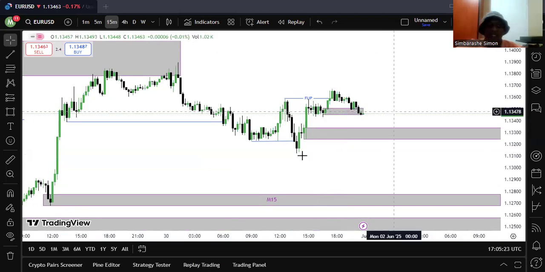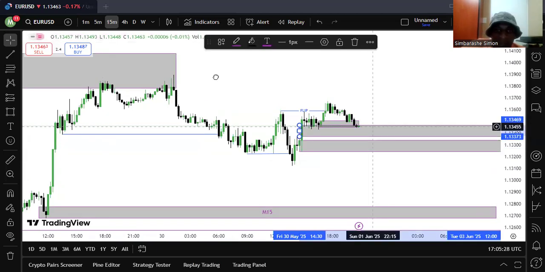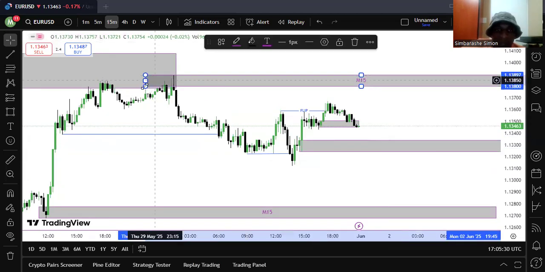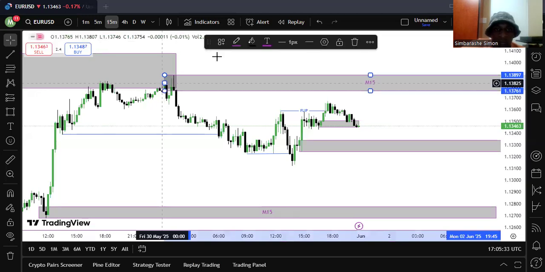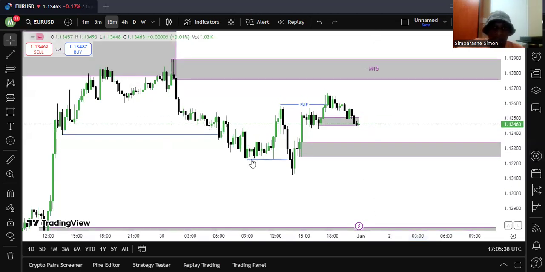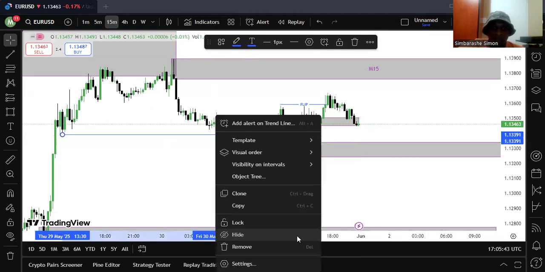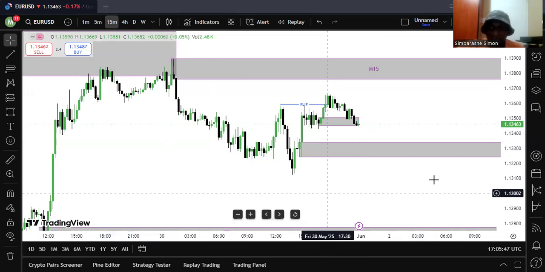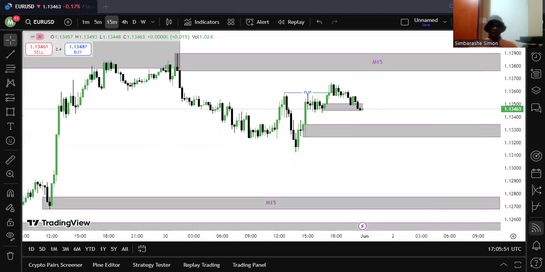So it's like this. Let me just mark this supply zone here. Sorry, let me just remove this lower line and this one here. So guys, it's like this now. That's my analysis on 15 minutes.